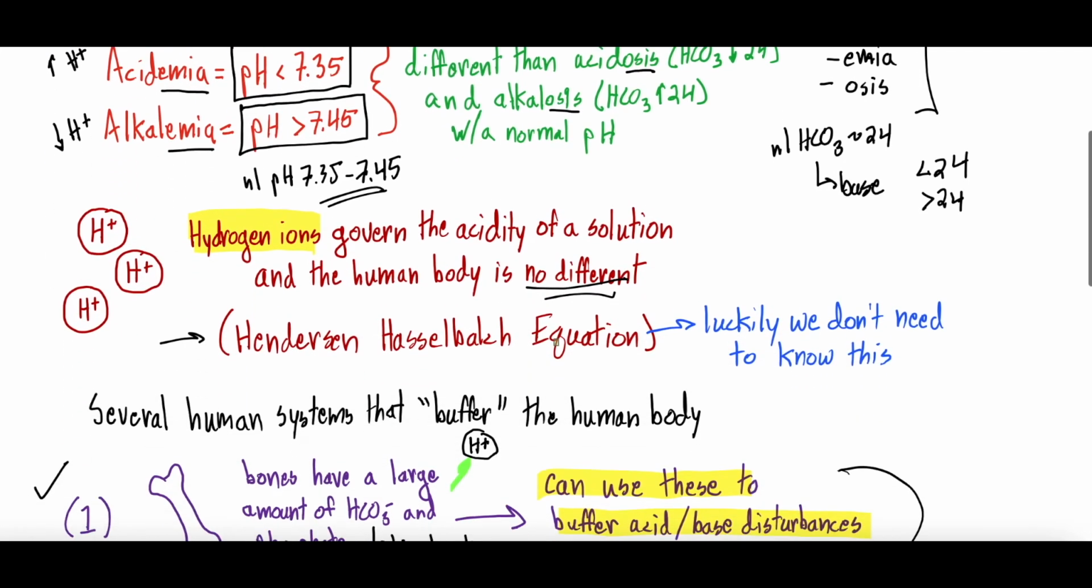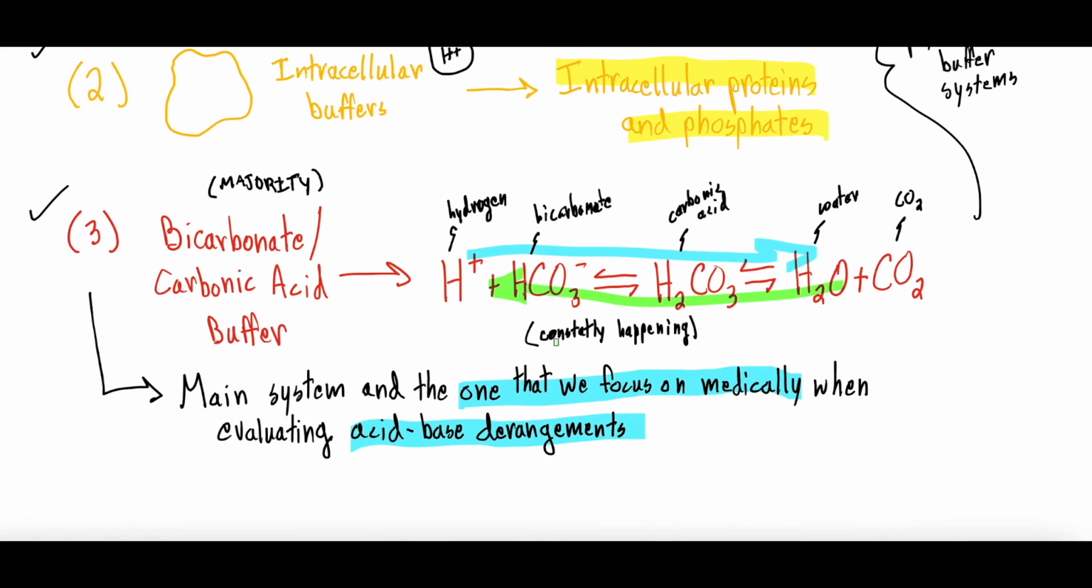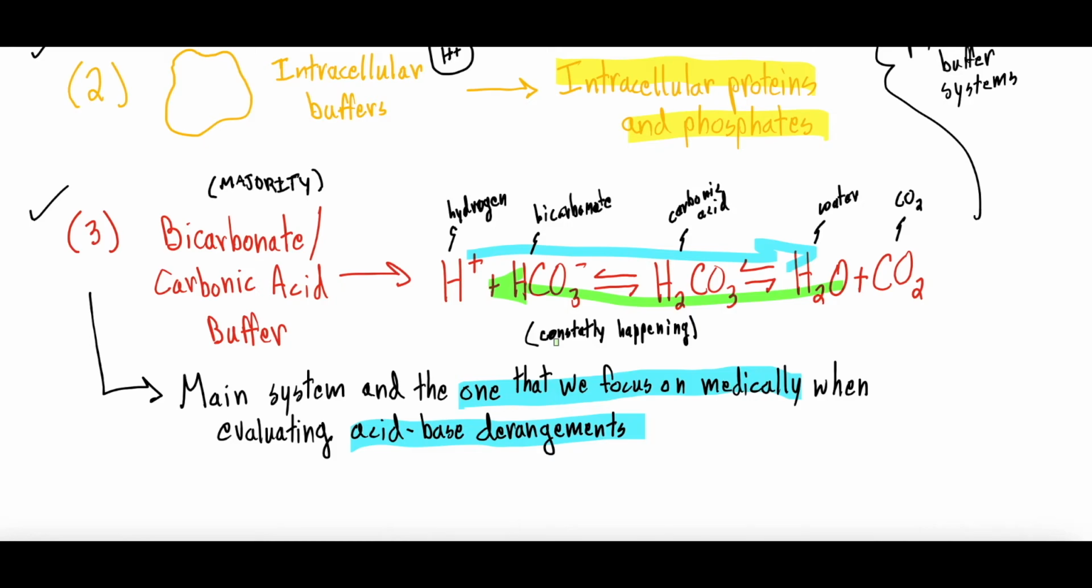That is kind of the summary of the introduction, is kind of introducing these buffer systems and starting to understand what drives acidity and alkalinity, the definitions of acidemia, alkalemia versus acidosis and alkalosis, and then kind of the main equation that the body uses to buffer and that we look at medically when evaluating acid-base status.